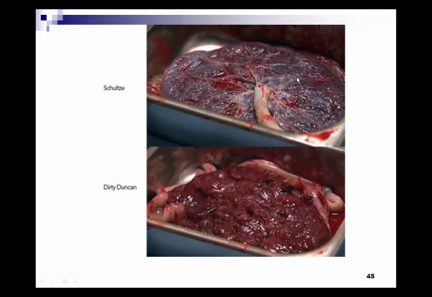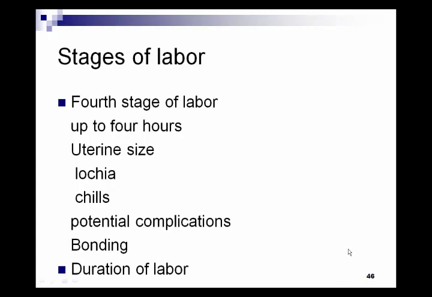This is the side that the fetus is against internally. See the cord there? So it comes inside out, and this is Dirty Duncan. This is the side that was against the uterus. So either or is the presentation. Usually we see the Schultz.